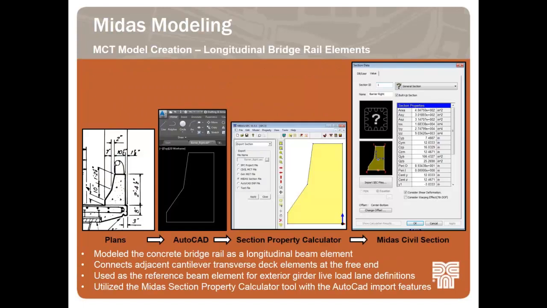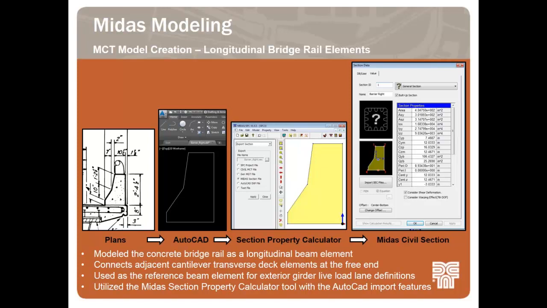Now for the longitudinal bridge rail element. We decided to model the actual bridge rail element for several reasons. One is to capture the dead load effects for the actual location of this load, because depending on where your load is from the centroid of your girders, it can produce additional torsional effects. The other main reason was we utilized this exterior bridge rail element as the reference element for defining the exterior lane load definitions.